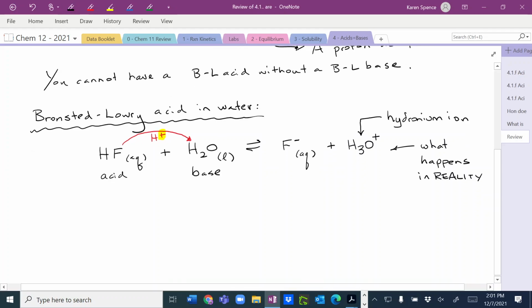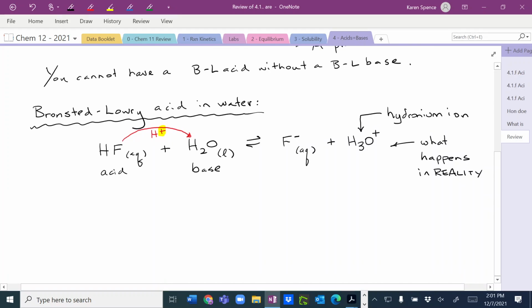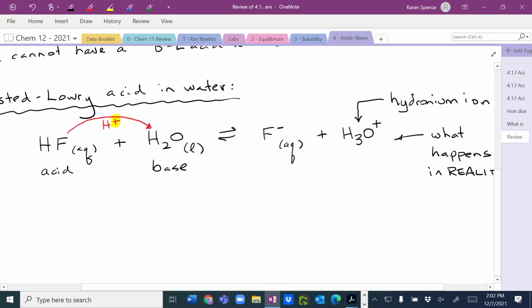Now, we could write this. Oh, actually, before we do that, in the reverse reaction, who is acting as the Bronsted-Lowry acid in the reverse reaction? So now you're looking at the products and saying who's acting as the acid, who's acting as the base. Tell your partner. And if there's no one around you, just tell the sky.